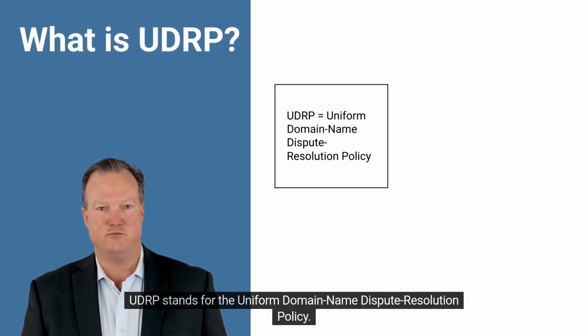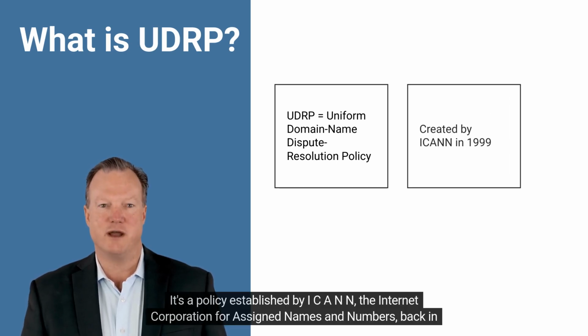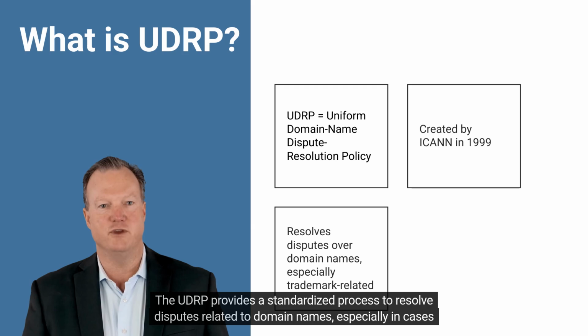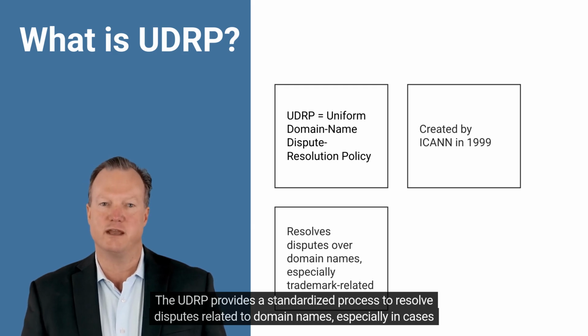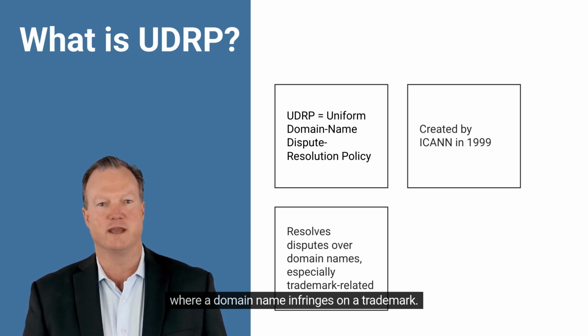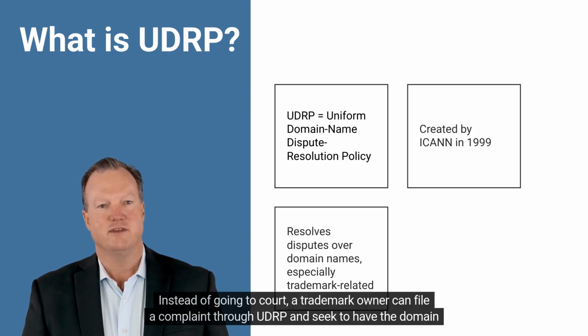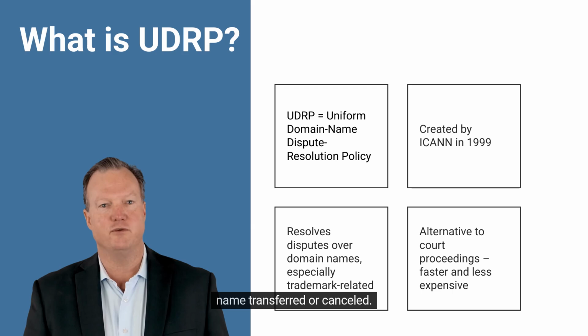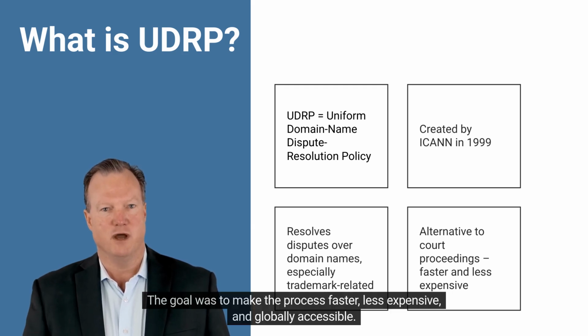UDRP stands for the Uniform Domain Name Dispute Resolution Policy. It's a policy established by ICANN, the Internet Corporation for Assigned Names and Numbers, back in 1999. The UDRP provides a standardized process to resolve disputes related to domain names, especially in cases where a domain name infringes on a trademark. Instead of going to court, a trademark owner can file a complaint through UDRP and seek to have the domain name transferred or canceled. The goal was to make the process faster, less expensive, and globally accessible.